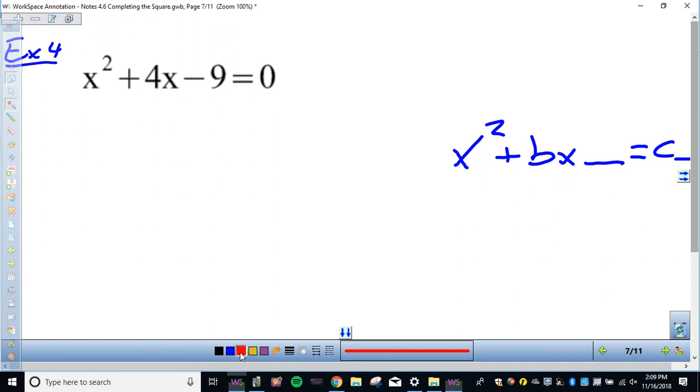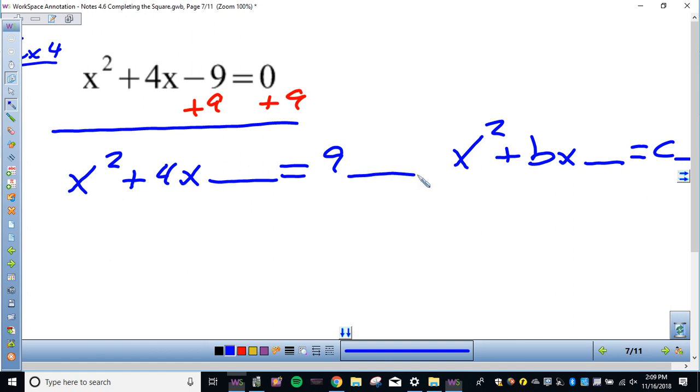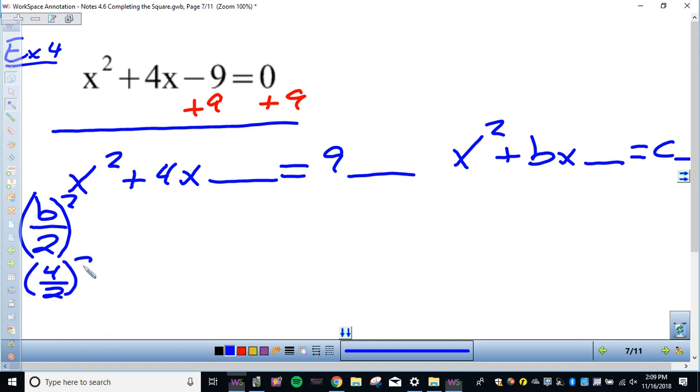So the first step I have to do on this problem is add 9 to both sides, because I want my C term on the right side of the equal sign. So we get x squared plus 4x. I'm going to leave my blank space here, equals 9, and leave my blank space after. So step 2 on your half sheet says do b over 2 squared. So what's b? 4 divided by 2 squared, which equals 2 squared, which equals 4.